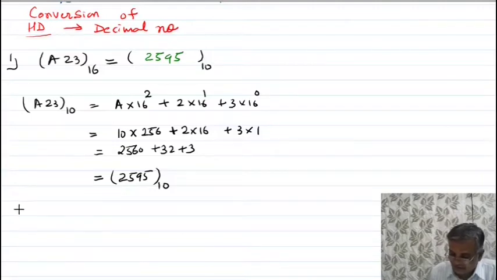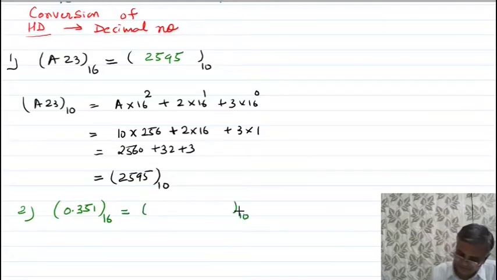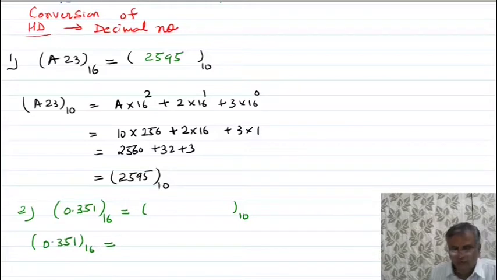Now let us see another numerical. Somebody is asking you, convert this 0.351 hexadecimal number into decimal number. So we have written 0.351. The weights of these positions are 16 raised to minus 1, 16 raised to minus 2, 16 raised to minus 3. To convert this hexadecimal into decimal, we'll do it like this.